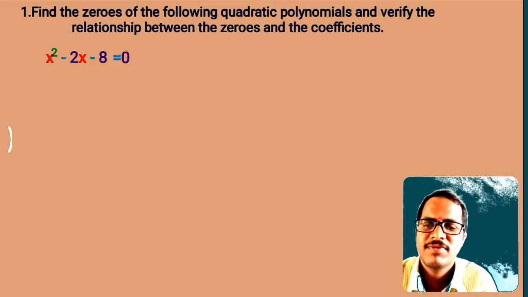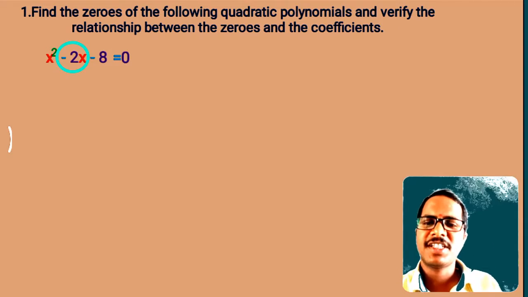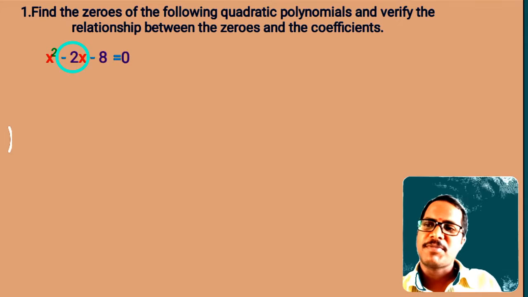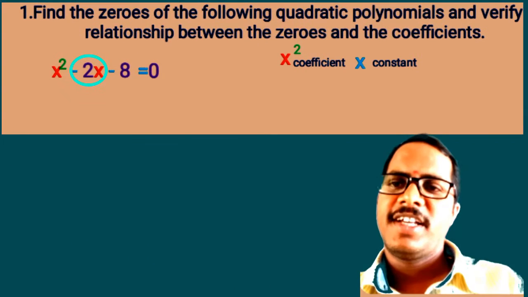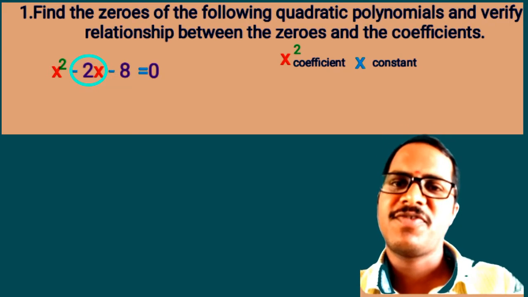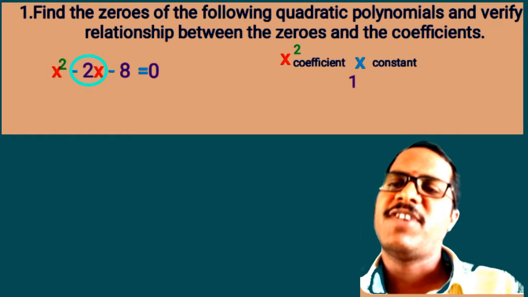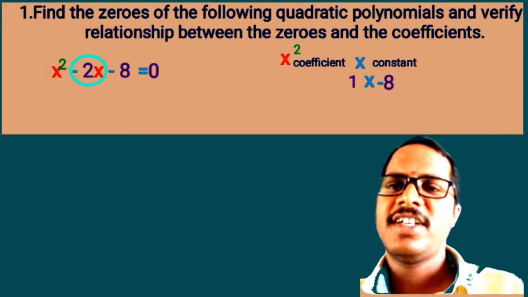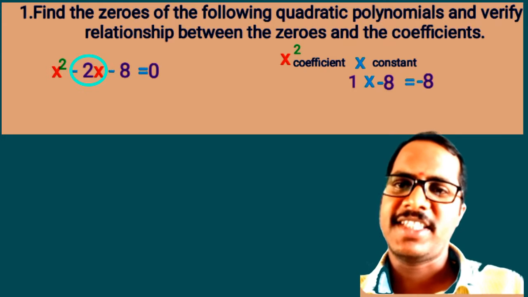For this, we need to split the middle term, that is minus 2x. How can we split the middle term? By taking a suitable pair of factors of the product of the x square coefficient and the constant. So here, what is the x square coefficient? It is 1. And what is the constant here? It is minus 8. So the product of 1 and minus 8 equals minus 8.